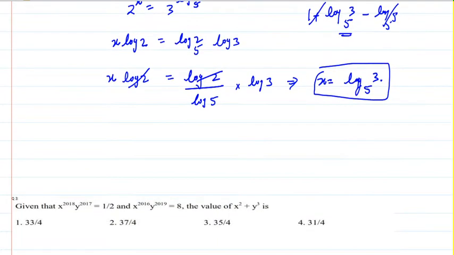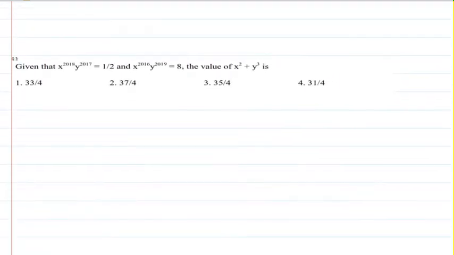Let us try another problem. What I see here is x to the power a very large number, y to the power a large number. Same goes here, equal to some constants. And I'm trying to find squares and cubes of x and y. This tells me I should be able to find x and y uniquely. Otherwise, I will not be able to calculate x square and y cube.